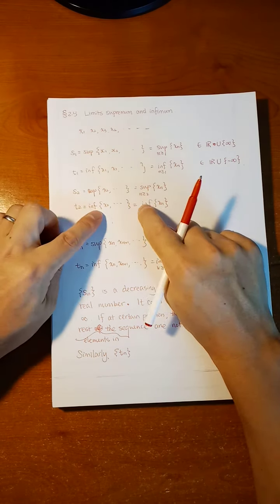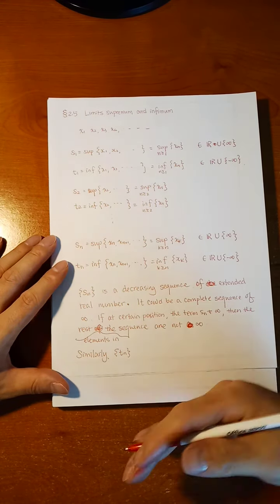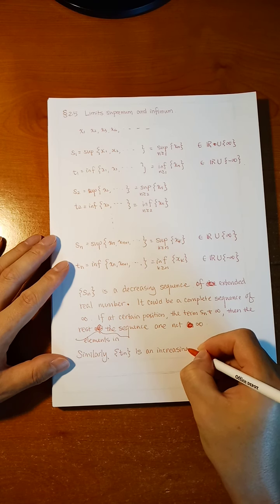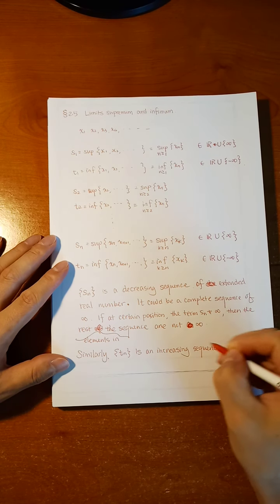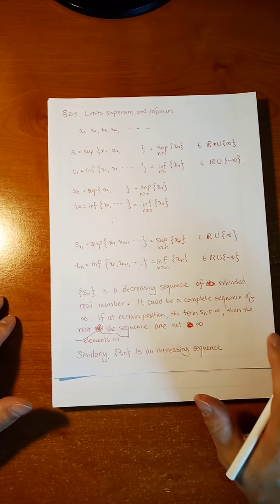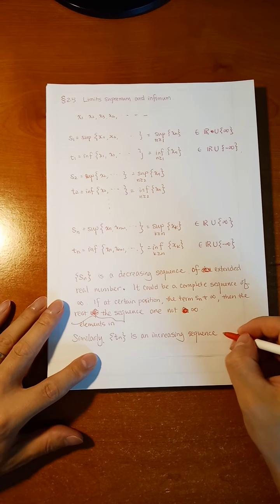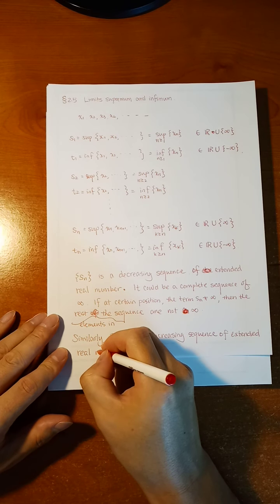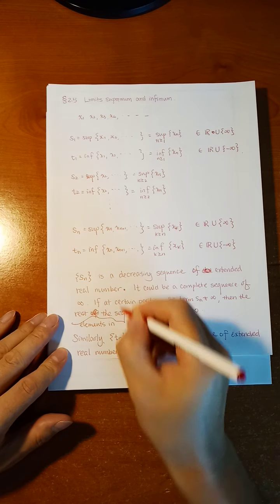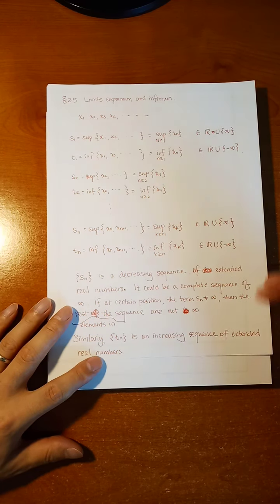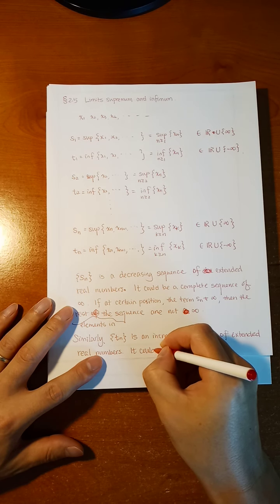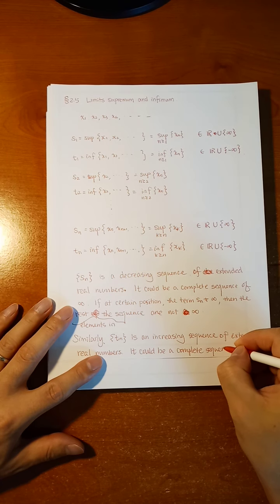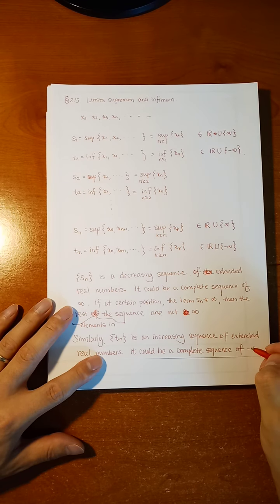Okay. Similarly, for Tn, if you consider fewer elements, the infimum will increase. It does not decrease. So Tn is an increasing sequence. Tn will increase because you are talking about the infimum. Fewer elements give you a bigger infimum, in the extended real numbers. It could be negative infinity all the time, at all places. It could be a complete sequence of negative infinity. That's possible.